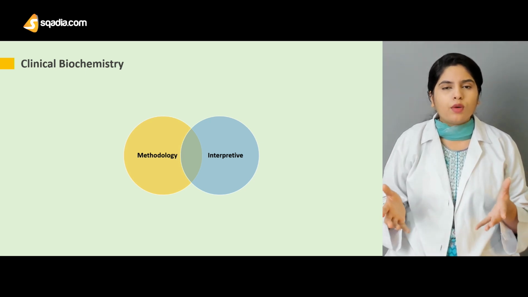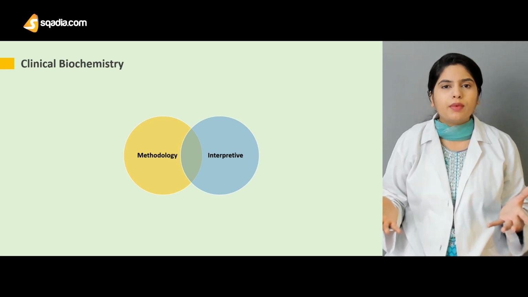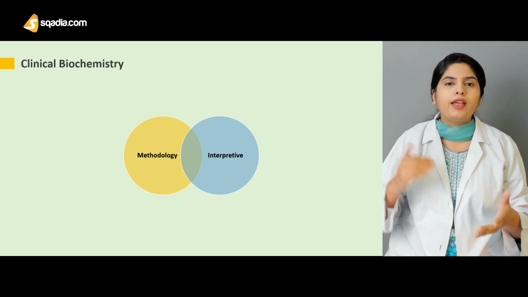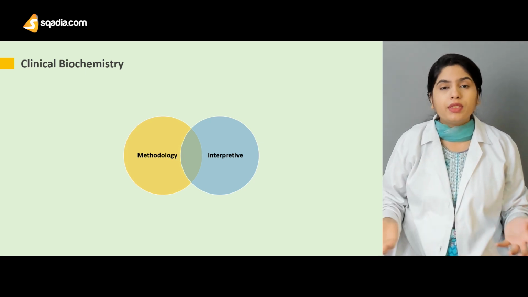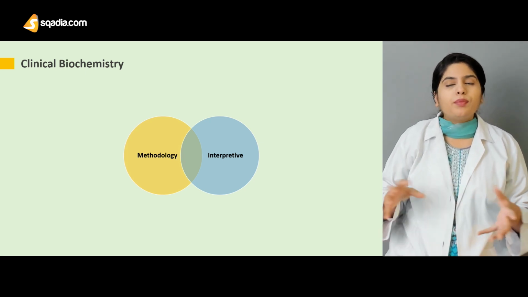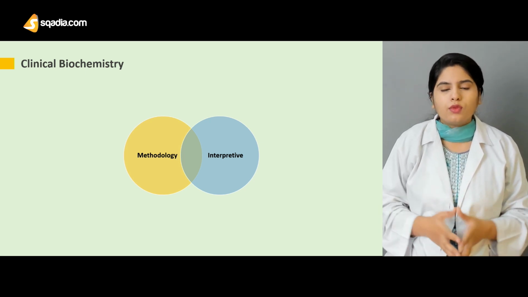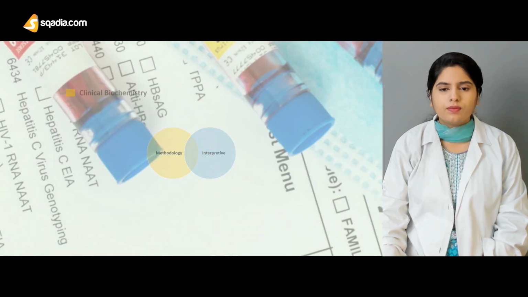So what are the normal levels of these hormones or chemicals inside the body, and when the level of these hormones or chemicals is high or low, what can be the possible condition? So this interpretive kind of clinical biochemistry is important to learn for medical students.